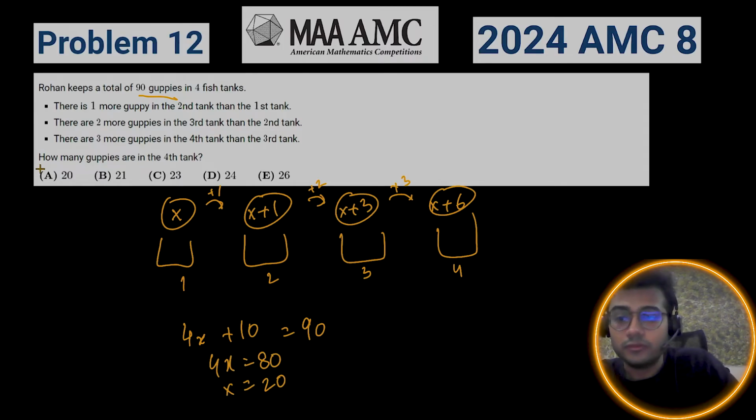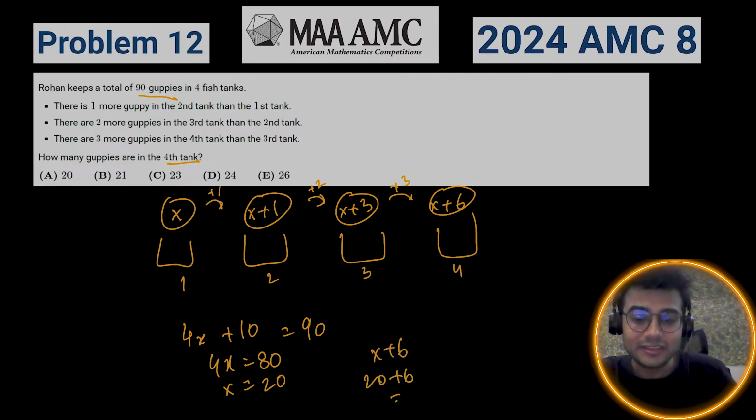So the answer must be A, but that's wrong, because see, that was a trap. X is 20, but they asked what is the number of guppies in the fourth tank. The fourth tank has X plus 6, so that would be 20 plus 6. That's 26. I almost fell for that. So that's going to be answer E.